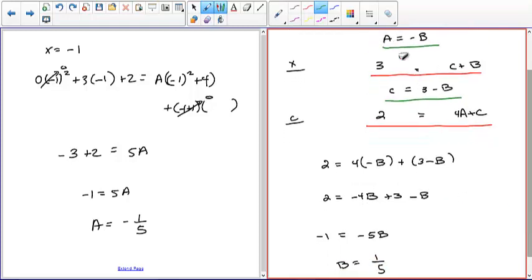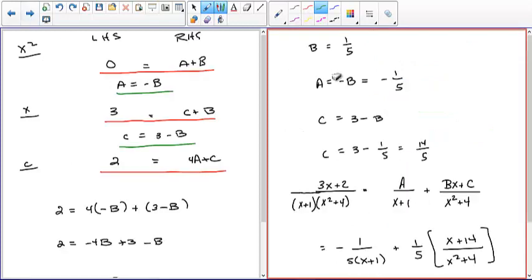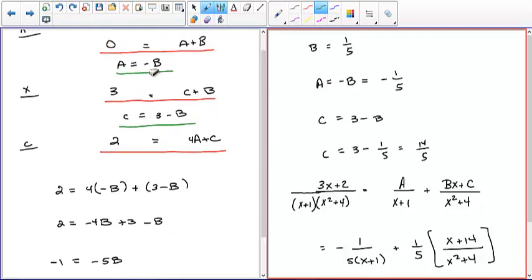So a is negative b, so a would be negative 1/5, which we already knew from this previous step. So that's where we get a. So b is 1/5 from this right here. A is equal to negative b from here, and c is equal to 3 minus b. So 3 minus 1/5, this is 15/5 minus 1/5 is 14/5.